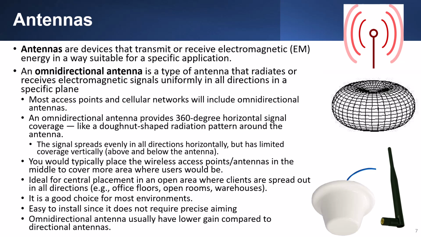Ideal for central placement in an open area where clients are out in all directions, such as office floors, open rooms, and warehouses. It is a good choice for most environments. It's easy to install since it does not require precise aiming. Omnidirectional antennas usually have a lower gain compared to directional antennas.